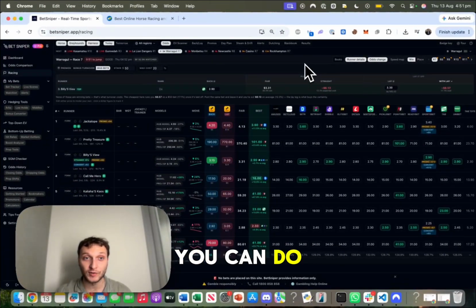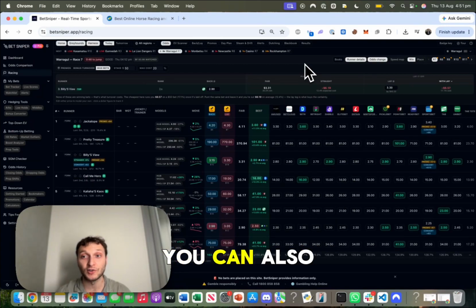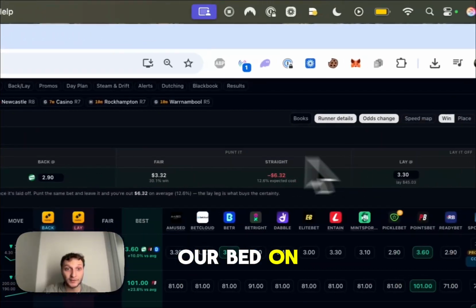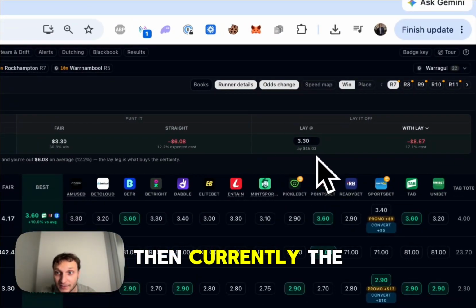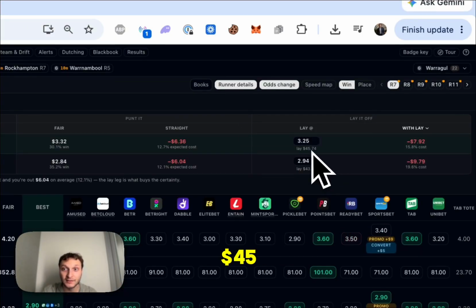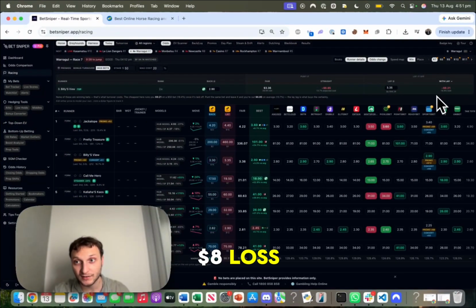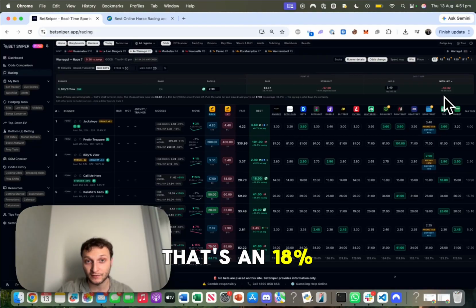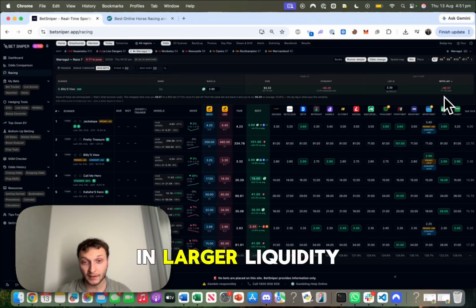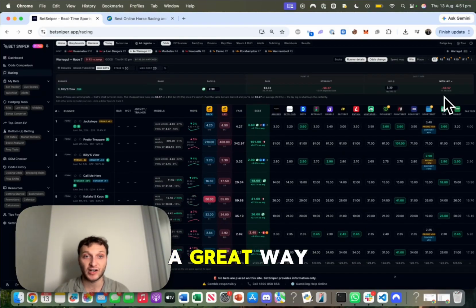The other strategy you can do with mug betting is rather than running that variant, you can also just lay it off at Betfair. So if we take this example, we would put our bet on at $2.90, and then currently the lay price is $3.30, so we would lay $45, and that would give us a fixed payout no matter what of $8 loss, $9 loss, and that's an 18% cost. These opportunities will be much better closer to the start of races and in larger liquidity races, but if you are looking to put some normal mug bets through your account, this can be a great way to do it.